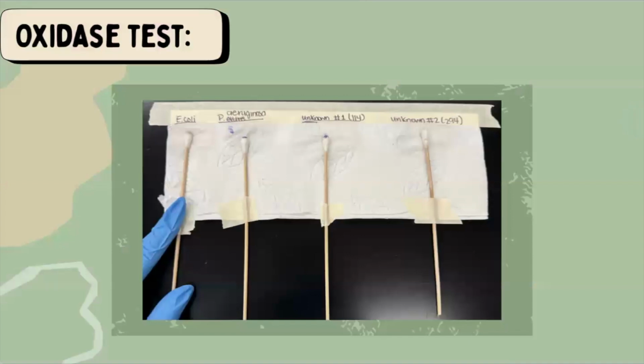In our oxidase tests, for E. coli, we saw no color change, which is just an oxidase negative control. For P. aeruginosa, we saw a purple color change at the tip, which is an oxidase positive control. For unknown 114, we saw purple at the tip, oxidase positive. And for unknown 294, we saw no color change, which is oxidase negative.